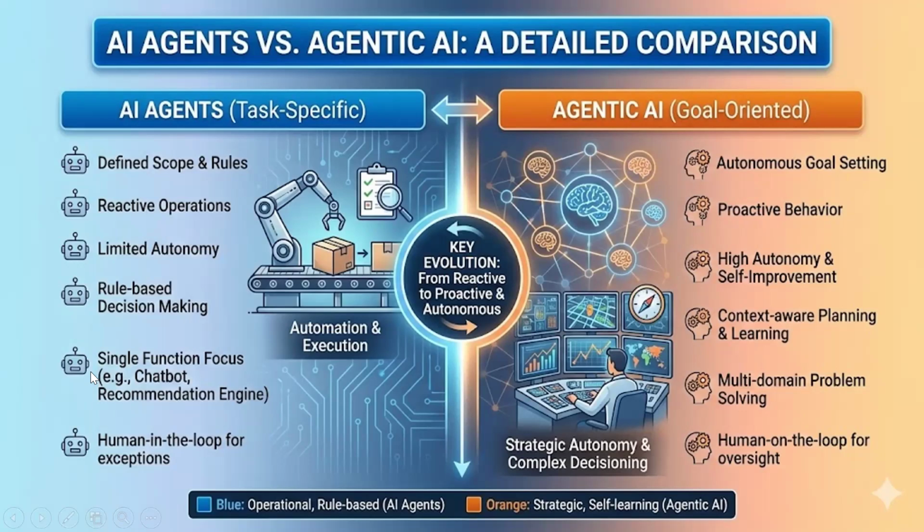So most of the things you see in the blue color are nothing but operational rule-based agents. But whatever you see on this right side, these are all self-learning. The agentic AI will learn on its own.